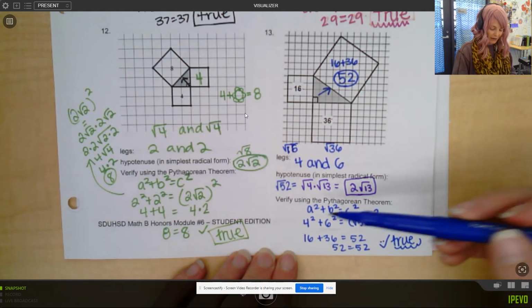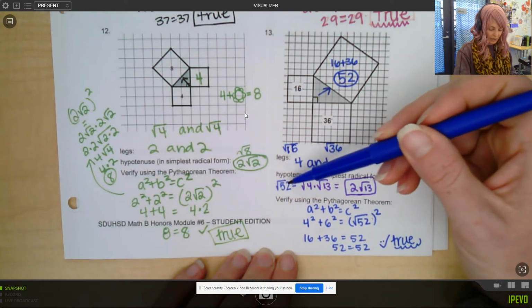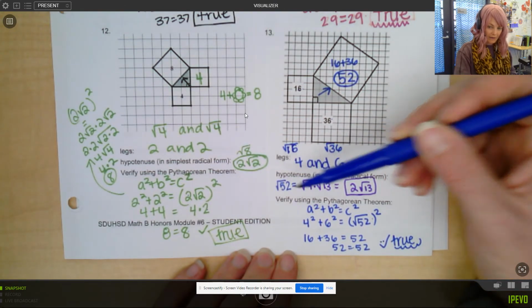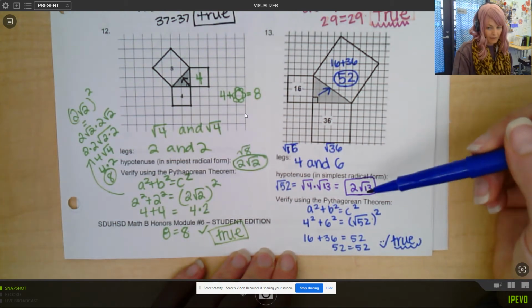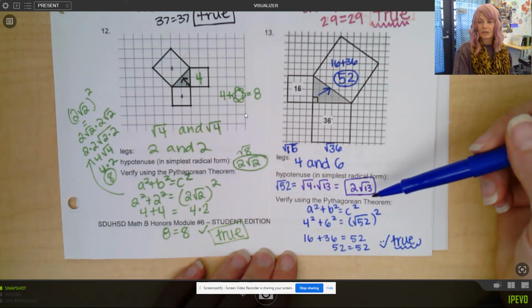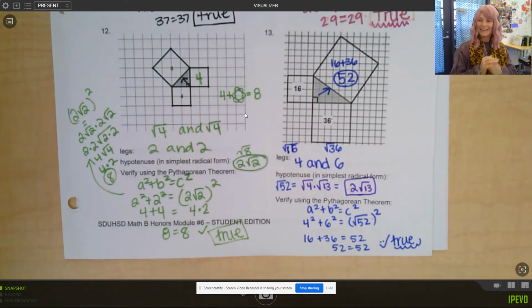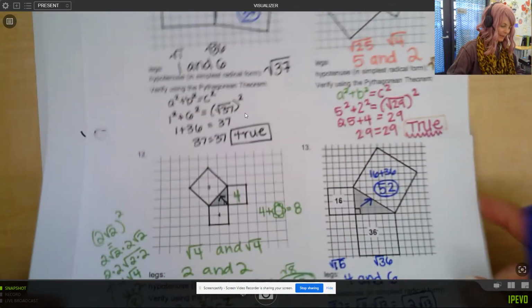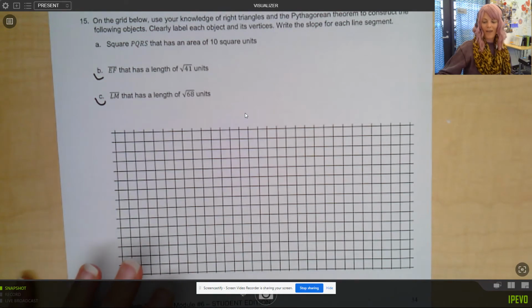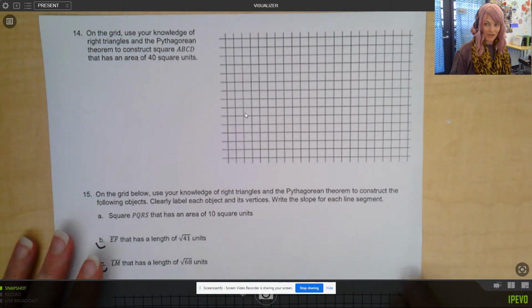Using Pythagorean theorem, a squared plus b squared equals c squared, I just used my original unsimplified value to do the math here. I found it a little bit simpler for me than thinking about 2 square root 13 squared. And then I ended up with a true statement. Yay, us!